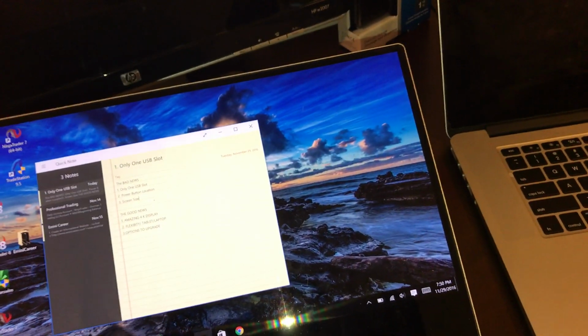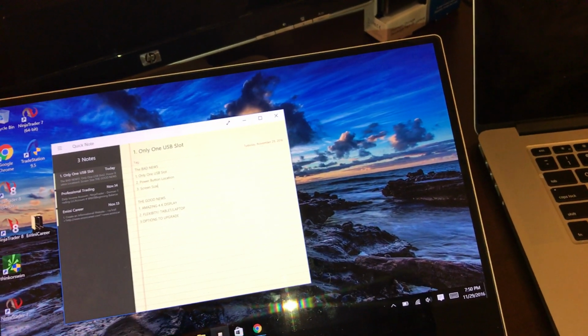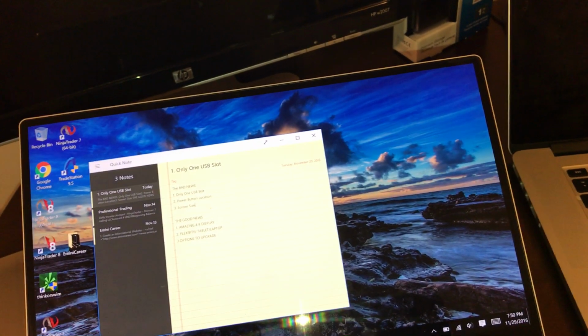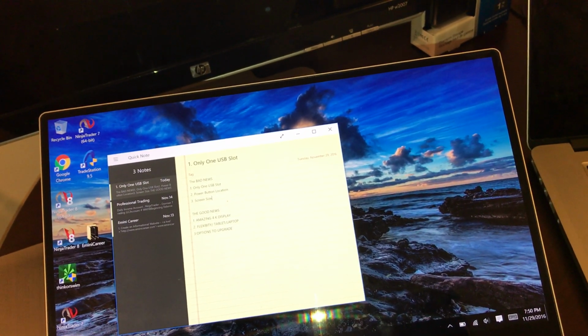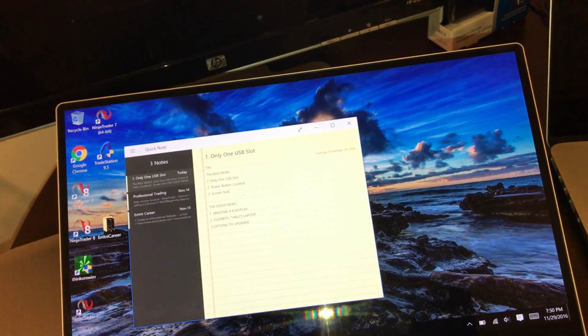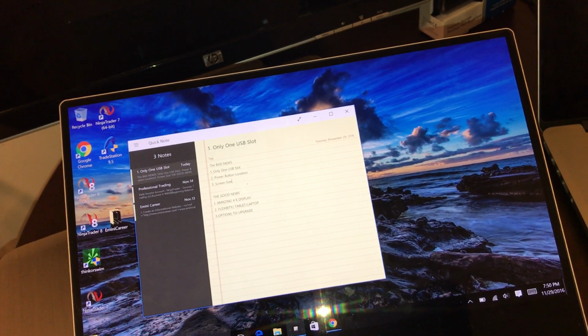The Lenovo 910. I think you should buy this if you're looking for something that you can move around with easily, and can handle a lot of work. You can definitely use this for that.